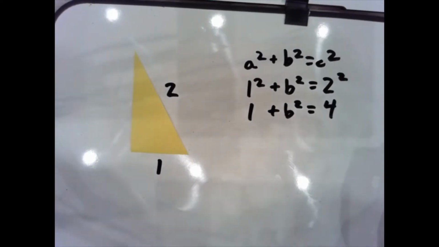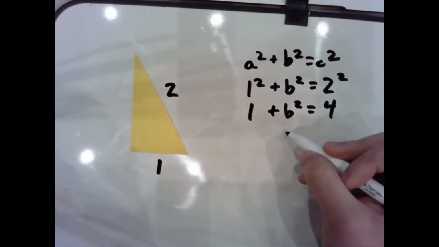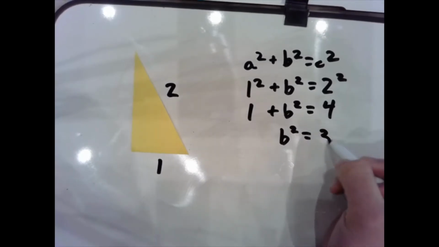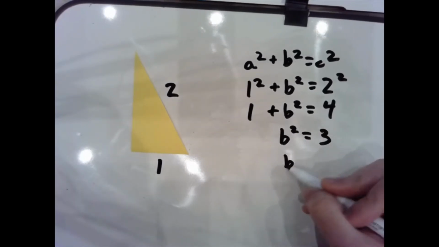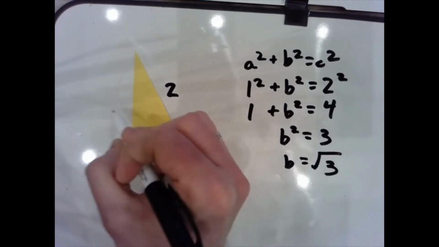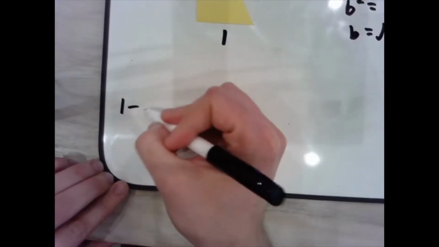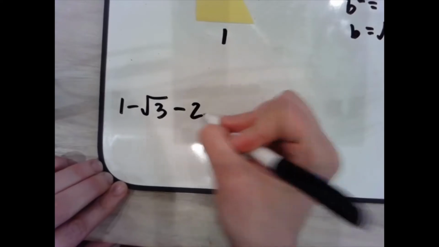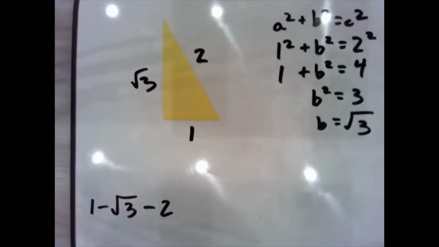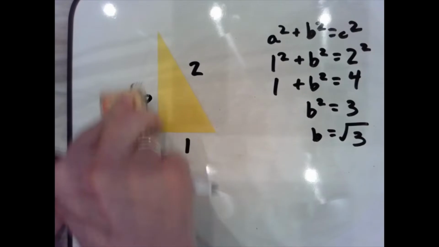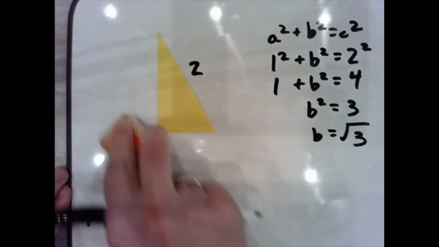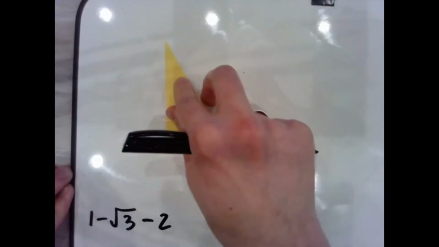Then subtract 1 over to that side, and we'll get b squared equals 3. Take the square root of both sides, and we have the square root of 3. Shabam, we're done. So, like I did last time, I'm going to come down here and write 1, rad 3, and 2. But again, like I did last time, let's shake things up a bit and assume that my side lengths were different. So this time I'm going to assume that they were 4.